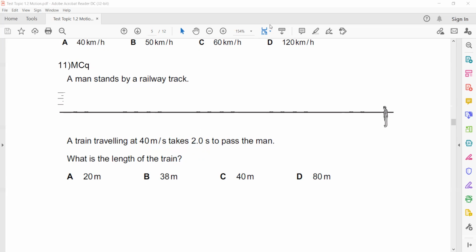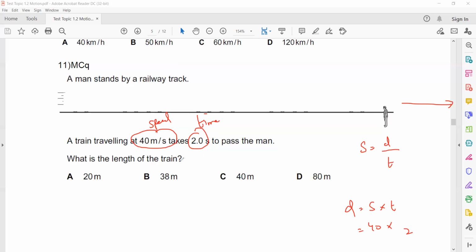So we need the distance traveled by the train, and how to get the distance? We have the speed and we have the time. So we have the formula, speed is equal to distance divided by time. So distance will be speed multiplied by time. Speed is 40 and the time is 2, so 40 multiplied by 2. So the length of this train is 80 meters. Is it clear? Question 11.